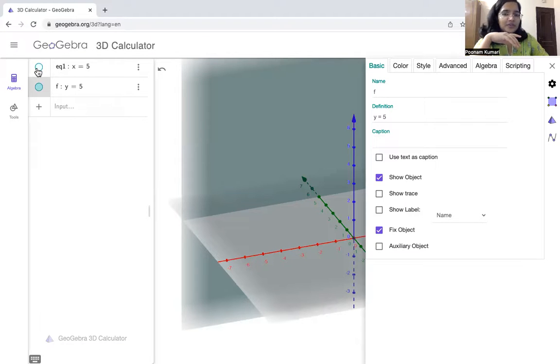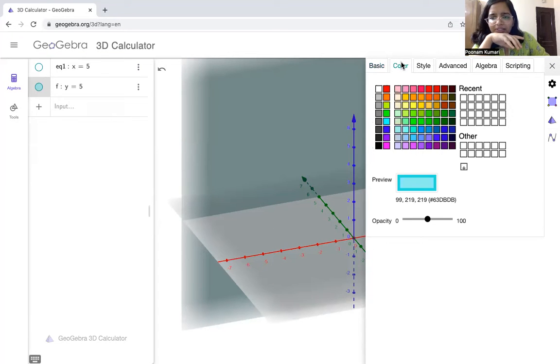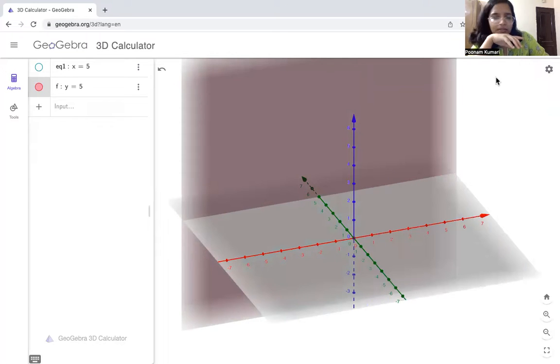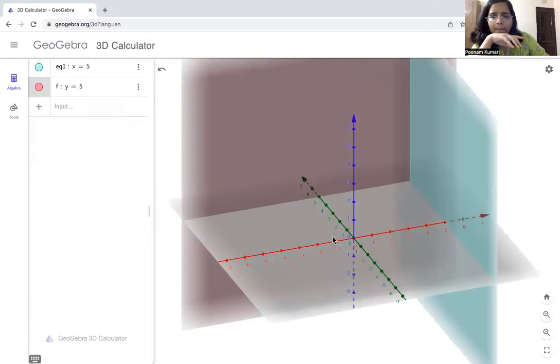Okay, the color is not changing anyways. Okay, yeah, color I can change. Okay, so yeah.